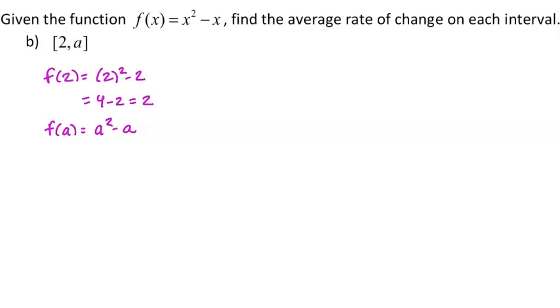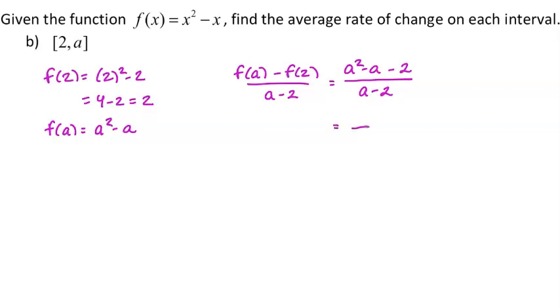So using our average rate of change formula, we're going to take f of a minus f of 2 all over a minus 2. So we found f of a was a squared minus a, f of 2 was 2, and on the bottom a minus 2. So now we have a variable expression in the numerator that we can factor. So this is a trinomial. When we're factoring trinomials, we think about things that multiply to -2, the constant term at the end, and add to -1, the coefficient on the middle term.